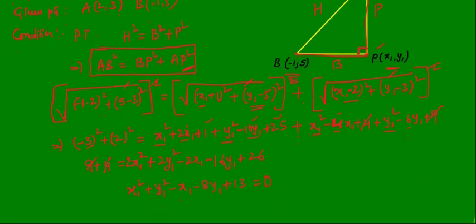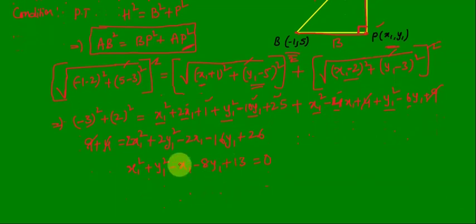So this is the equation of locus for only a single point (x1, y1). Then what is the actual equation of locus? So equation of locus is replace x1 by x and y1 by y. So this will become x square plus y square minus x minus 8y plus 13 is equal to 0, which is the equation of locus for this problem.